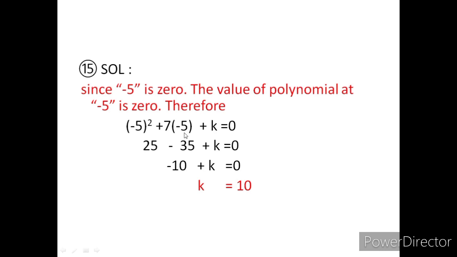In place of x I will write minus 5. There we have plus k, equal to 0. It is nothing but 25. Here plus into minus is minus, 7 fives are 35, plus k is equal to 0. Therefore minus 10 plus k is equal to 0. Therefore k is equal to 10.